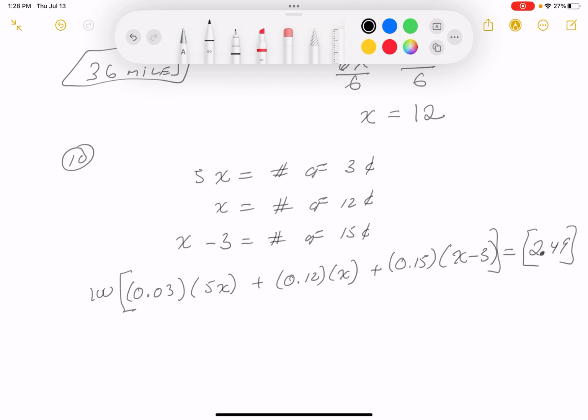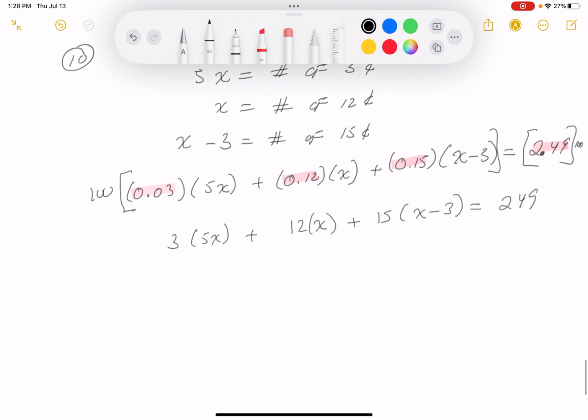So what I'm going to do over here is multiply both sides by 100. Multiply this side by 100 and this side by 100. And what do you get? I want to point out, the reason I'm doing that is I want to get rid of the decimal. Let's do it one step at a time. I'm going to get 3 times 5X. I'm going to get 12X. I'm going to get 15 times X minus 3. Let me put this in parentheses for you. What do you get over here? 249. What do you get? 15X plus 12X plus 15X minus 45 equals 249.